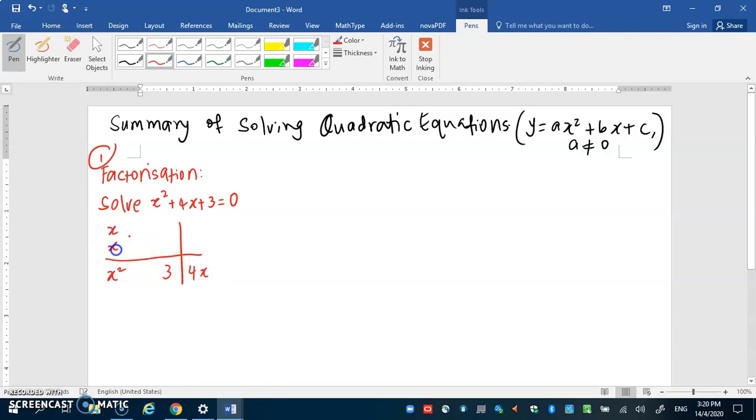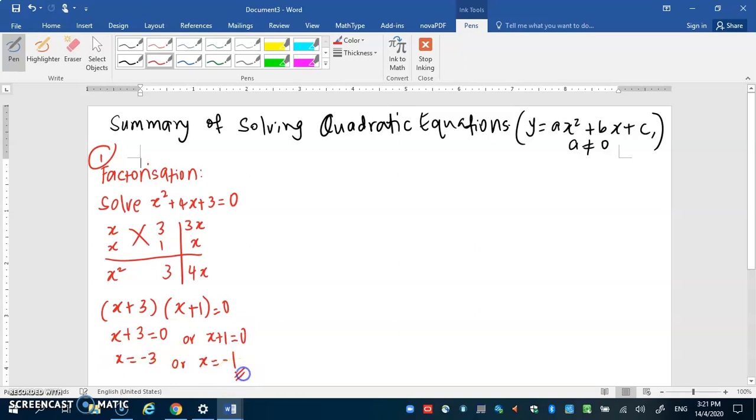Okay, so x times x is x squared, 3 times 1 is 3, this will be x, this will be 3x, so your factorized form is x plus 3 times x plus 1 equals to 0. So using the zero product rule, either x plus 3 is equals to 0 or x plus 1 is equals to 0. So the two solutions are x equals to negative 3 or x equals to negative 1. Okay, and that's how you solve using factorization.